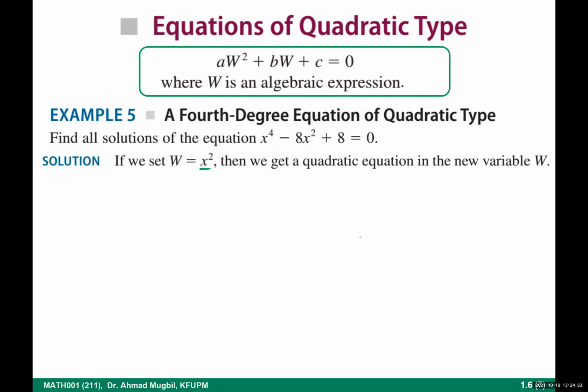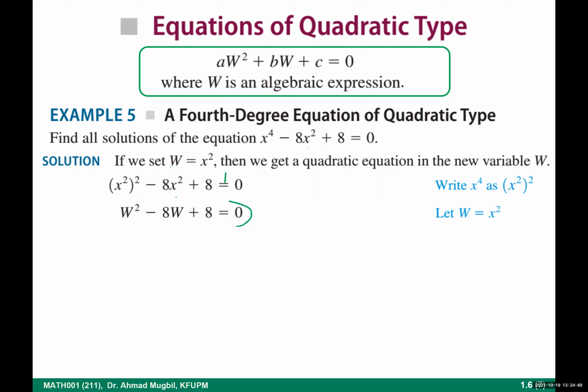Okay, so now when you square both sides here, what will you get? W squared equals x to the power 4. So now you can substitute. Your equation will be like this now. We started with an equation in x. Now we have it in W. Now this is of course quadratic in W.